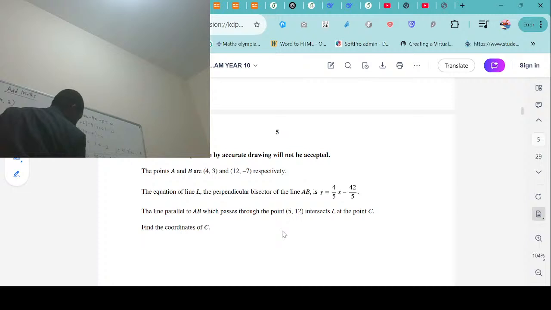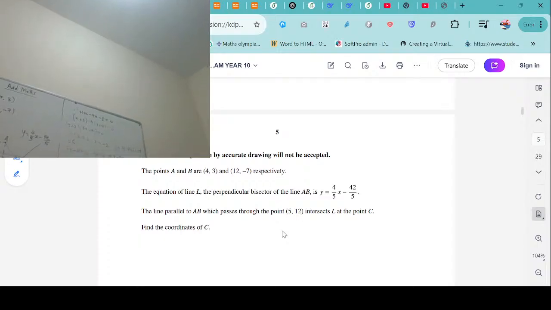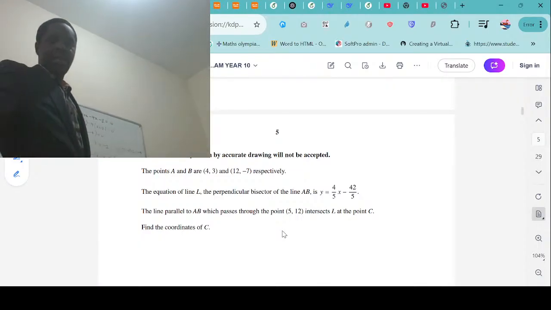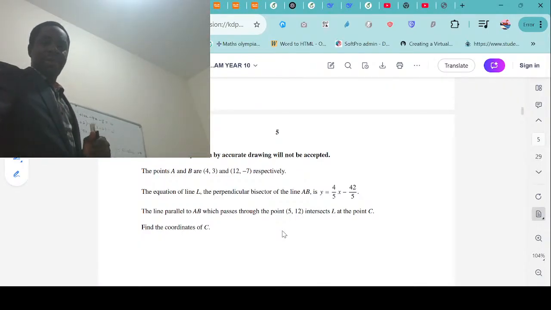Okay? And the slope by definition is just the rise, or height over base. If you construct your triangle, the height of the triangle divided by the base gives you the slope. I think we discussed that in our class. So now, what are they asking you to do? They are asking you to find the line parallel to AB, which passes through the point 5, 12.